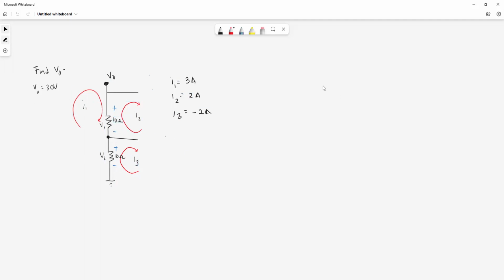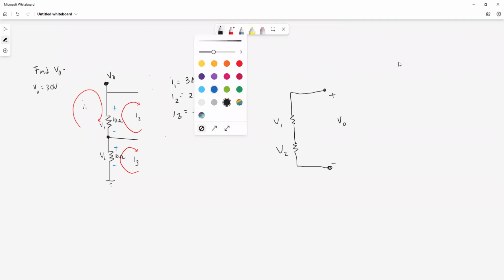The solution for this example to get the VO. I can redraw my circuit. So V out actually consists of the voltage drops across 2 resistors. Assuming the polarity is like this, by using KVL, you will find that your V out is equal to positive V1 plus positive V2. And right now, what is your V1?